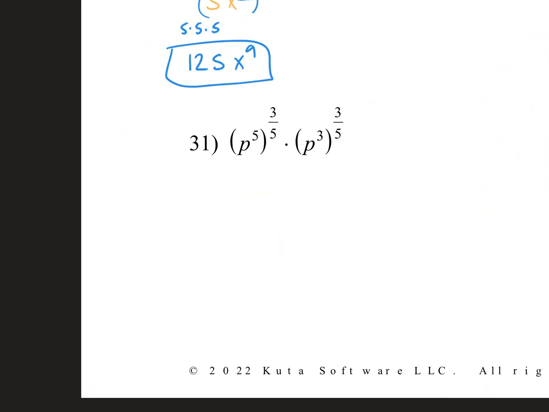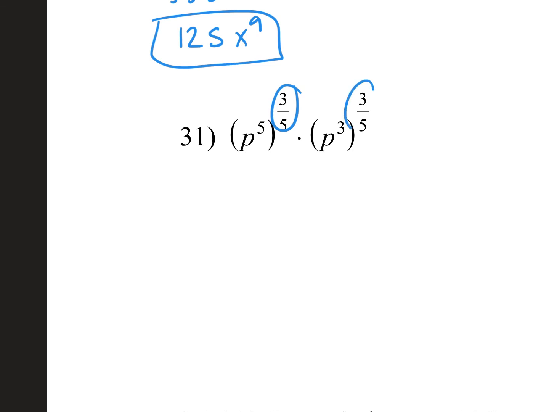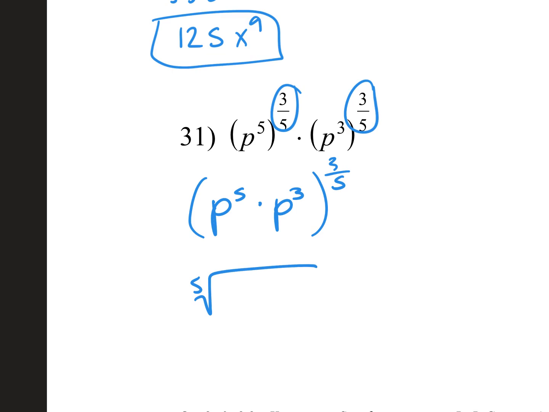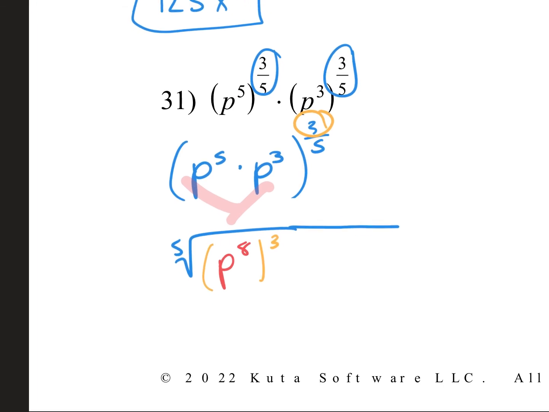So 31, can I combine these together? Yeah, my degrees are the same, my exponents are the same, so I can combine. So this is p to the 5th power times p cubed to the 3/5 power. What's my index? 5. And then, how many p's do I have on the inside? What's p to the 5th power times p to the 3rd power? 8. So this is p to the 8th power. And then my degree here is 3. So p to the 8th power times 3 would be what?